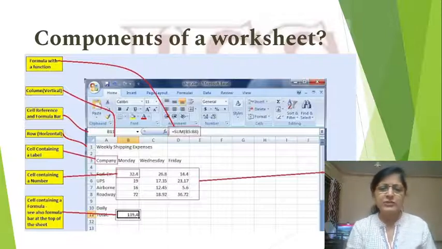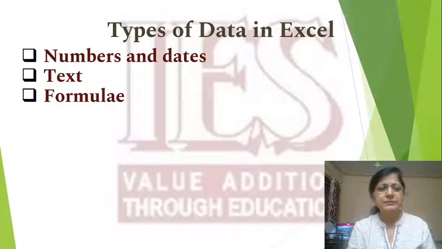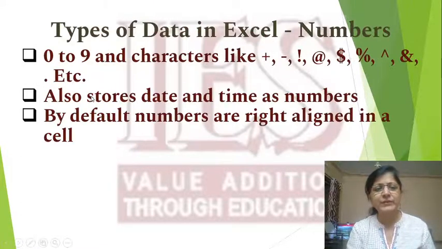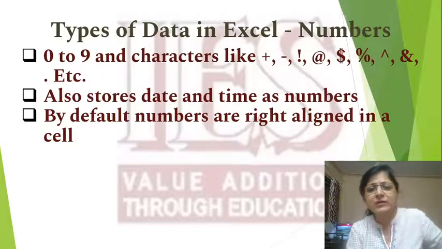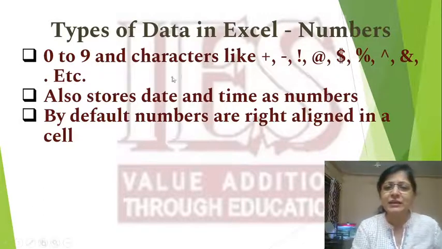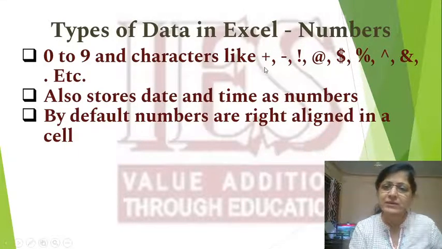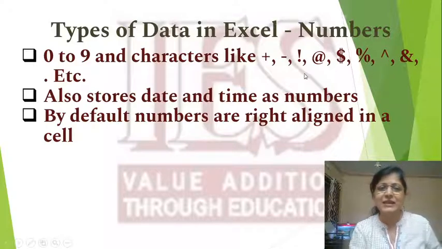Now coming to the next part. Okay, the types of data, as I just said, you can enter numbers or dates, text and formula over here. So the text data can contain alphabets, it can contain numbers from 0 to 9, it can contain any other characters like this.